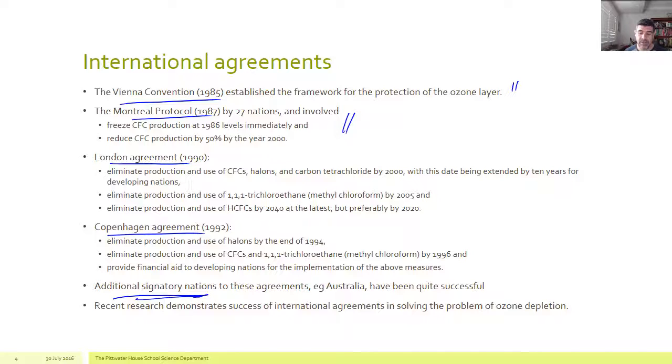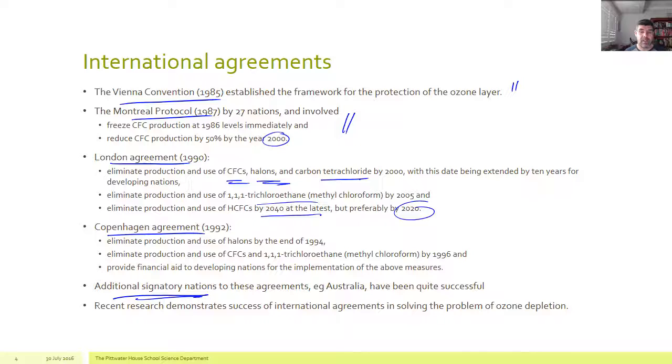In the Montreal Protocol in 1987, it was about freezing production and reducing production by 50% by the year 2000. A later London Agreement identified the elimination of CFCs and halons, and we'll have a look at those later on, and also carbon tetrachloride, and giving a little bit of a generous time frame for developing nations who may not have been able to turn them over as quickly. 1,1,1-trichloroethane was on the hit list, as well as the HCFCs by 2040 at least, but preferably 2020. We'll have a look at some of the HCFCs a little later in this video.